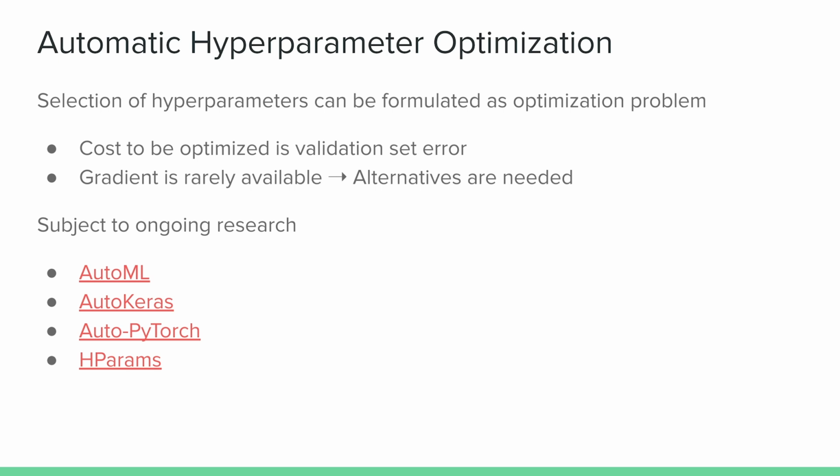One way you can perform hyperparameter optimization is by automating this process. If you think about it, the selection of hyperparameters can be formulated as an optimization problem as well. In that case, the cost that we're optimizing is the validation set error. So we're not optimizing on our training set, but on the validation set error. The problem is that the gradient, if we formulate it like this, is rarely available. Therefore, we need some alternatives.